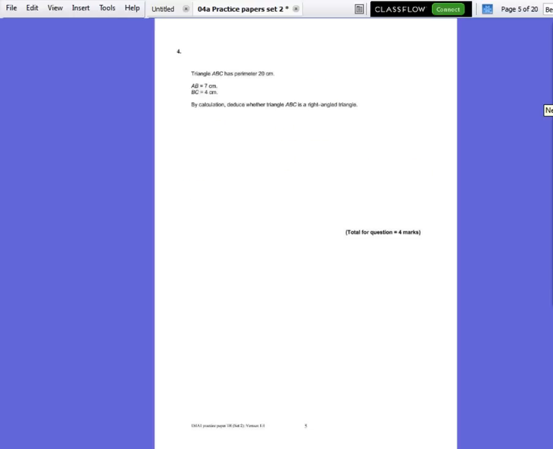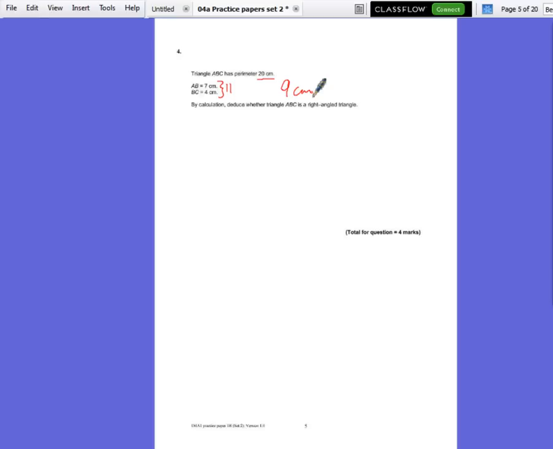Question 4. Triangle ABC has a perimeter of 20, AB is 7, BC is 4. That must mean that 7 add 4 is 11 centimetres. If it has a perimeter of 20, the other side must be 9 centimetres. It says by calculation, deduce whether triangle ABC is a right angle or not.